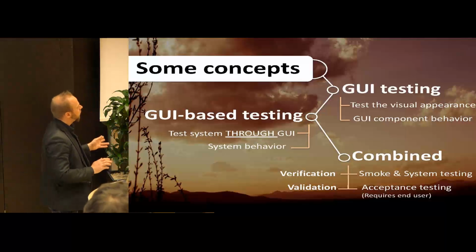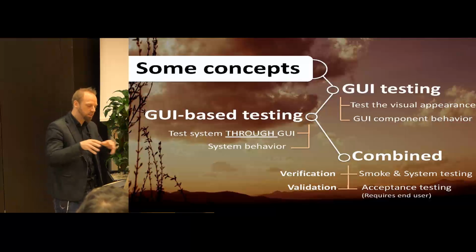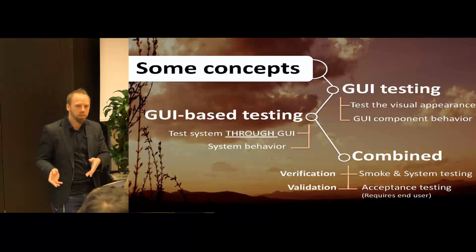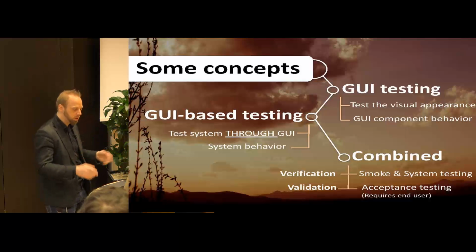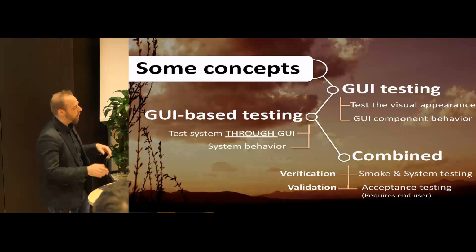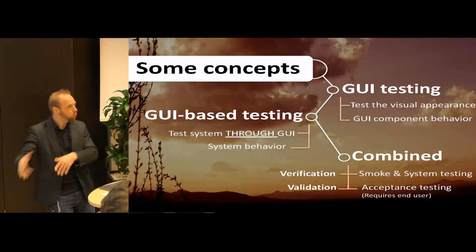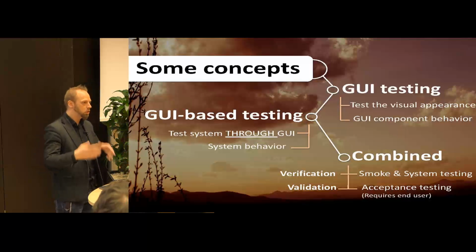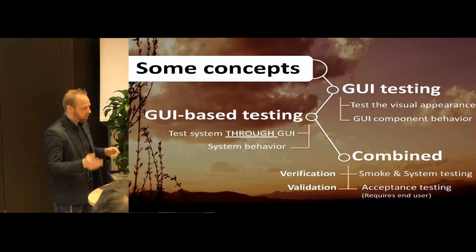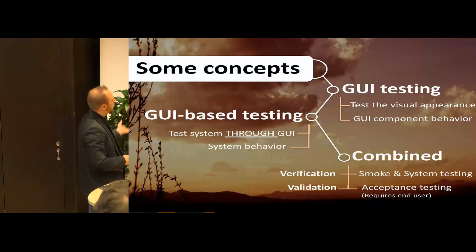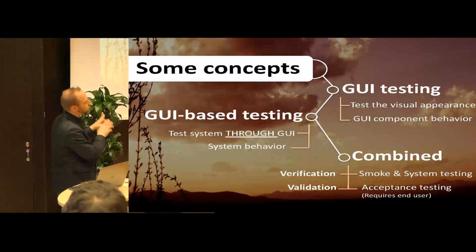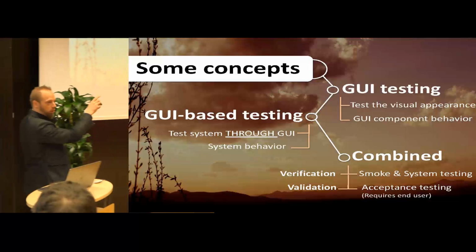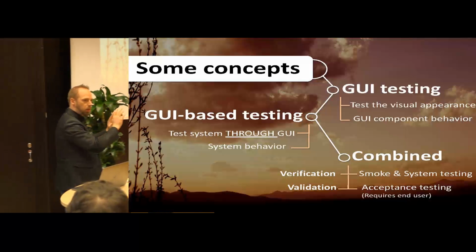So we differentiate it from GUI testing, where we test the visual appearance of the application, what it looks like and how it feels and so on. And we differentiate this from GUI-based testing, which is testing through the graphical user interface, but then focused on the behavior of the system, right? So we're using the GUI as an interface. So the difference here, if we combine them, is that for verification, making sure that the system works at all, smoke testing, system testing, then we can use any of the two. But for validation, we need to take both into consideration, both the GUI testing and the GUI-based testing.